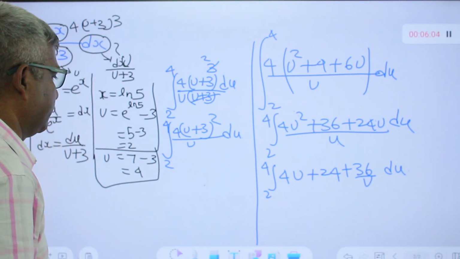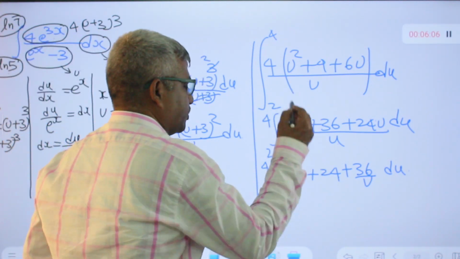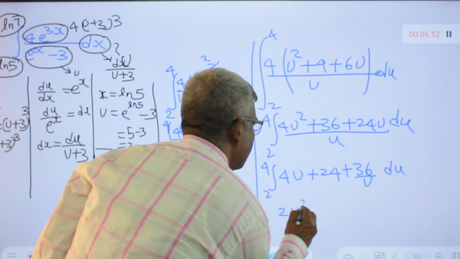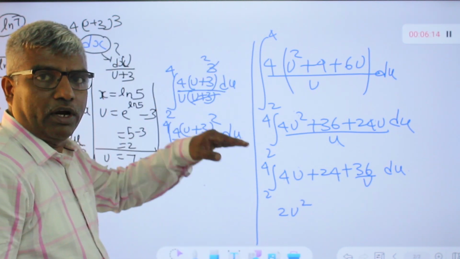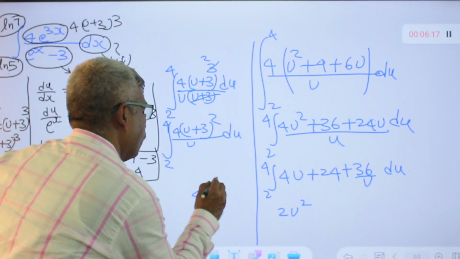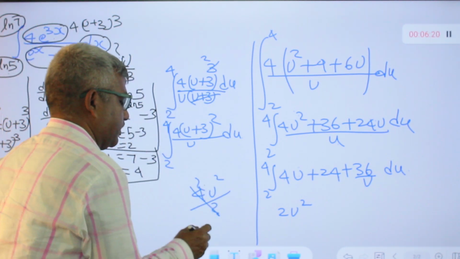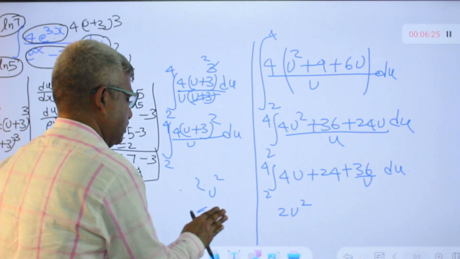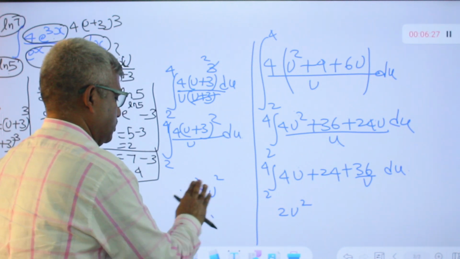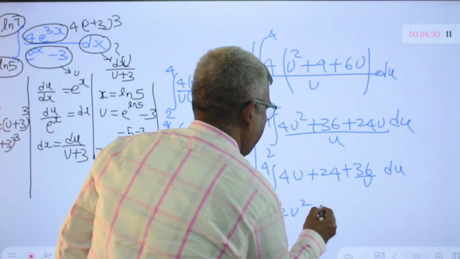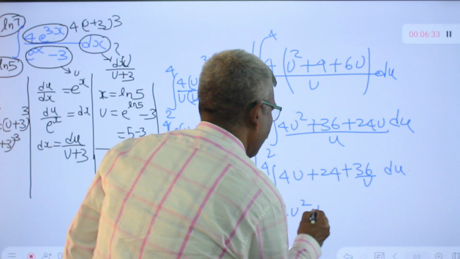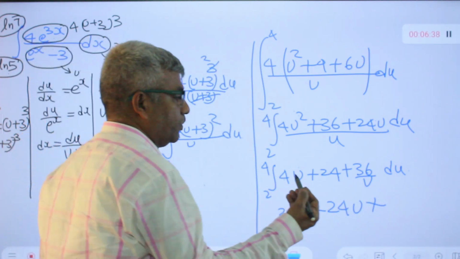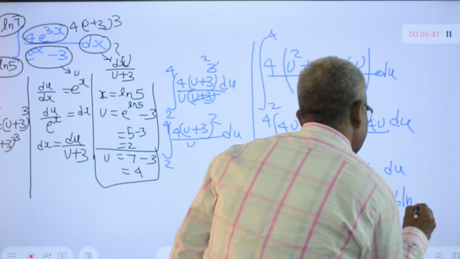Now simple integration. 4u, u is u power 1, so what will happen? 4u squared by 2, so it will be 2u squared. How 2u squared? 4u squared by 2. It will be 2u squared. Plus 24u plus 36. 1 over u is ln u. Plus 36 ln u.